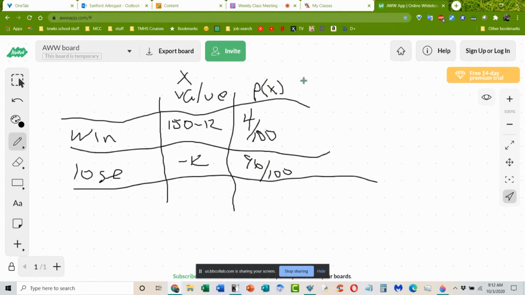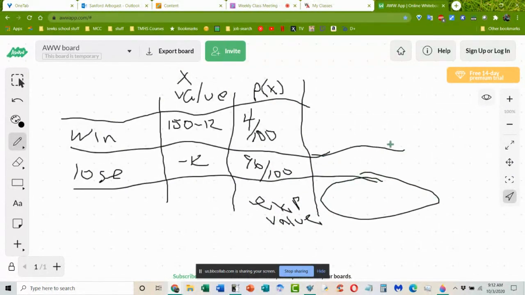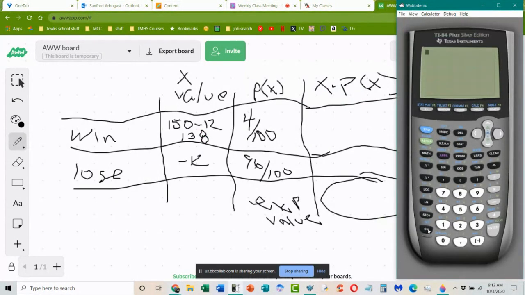All right. And then to get our expected value, we multiply these things together and then add them up. You might see it written as X times P of X. So we're just multiplying those two things together. So this is 138, if I do my math right. And so 138 times 4 divided by 100, we get 5.52.